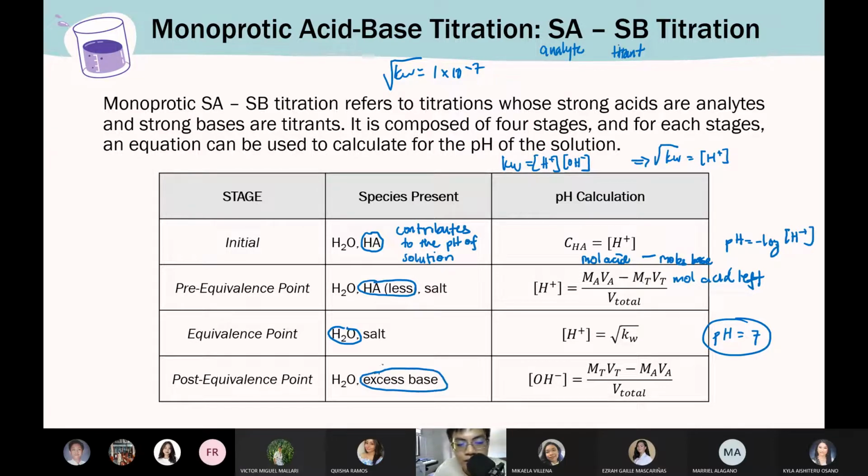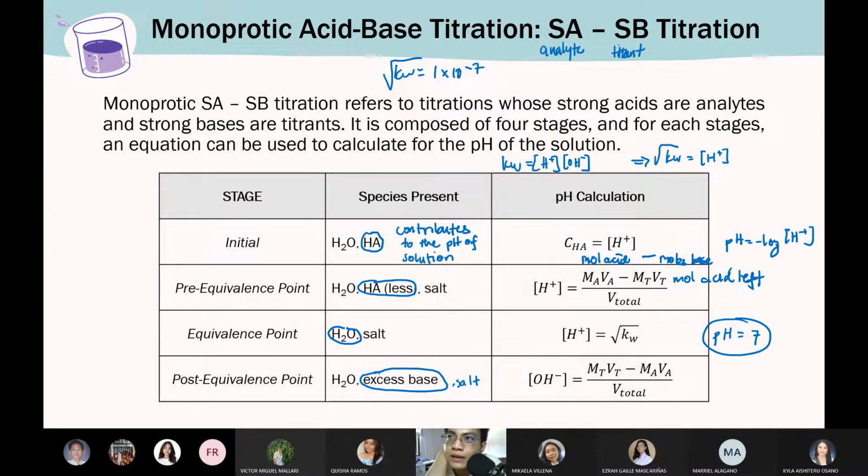May salt pa rin. Okay. Sorry. Hindi ko pala nalagay. May salt pa rin. Yeah. May salt pa rin pero wala naman siyang effect sa pH. No? Pag strong acid, strong base, yung salt natin, wala siyang contribution. Nag-exist lang talaga siya. Ayun. Nakalimutan ko pala. Thank you for that. I-add ko na lang siya sa PowerPoint. Okay, so at post-equivalence point, the major contributor to the pH of the solution is the excess base.